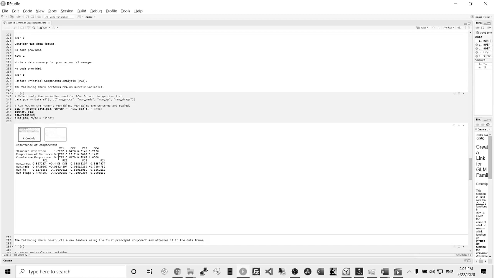The first component explains 37% of the variation of the total variables. The second adds another 27%. The third adds only 21%. And the fourth only adds 14%. So ask yourself this question.